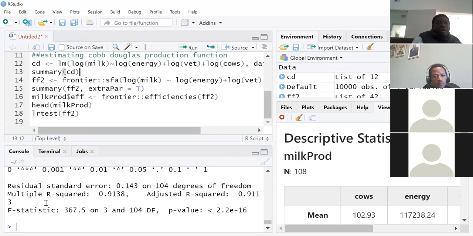So the F statistics is statistically significant. This is 2.2 multiplied by 10 to the power minus 16, which is 0.0000000. So it's highly significant. Which means the variables energy, vet, and cow jointly influence milk production. This is talking of their joint effects. All of them put together now influence milk. That is what this F statistics is telling us.